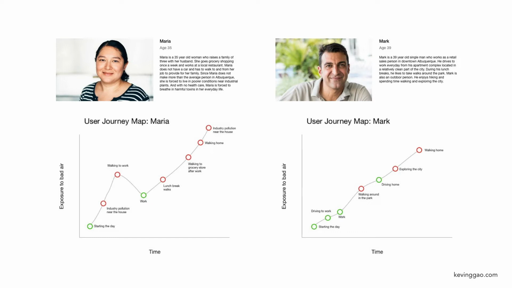In this example, we see Maria goes to work, but she has pollution around her house. She walks to work instead of drives, and just has a lot of exposure to bad air. So with that example of making an air quality app, I've got an audience, Maria, who is always exposed to this, versus Mark, who is a businessman with a car, and doesn't get exposed to the bad air quality as much. So it's these things to keep in mind when you're creating personas or user journey maps or UX flows.